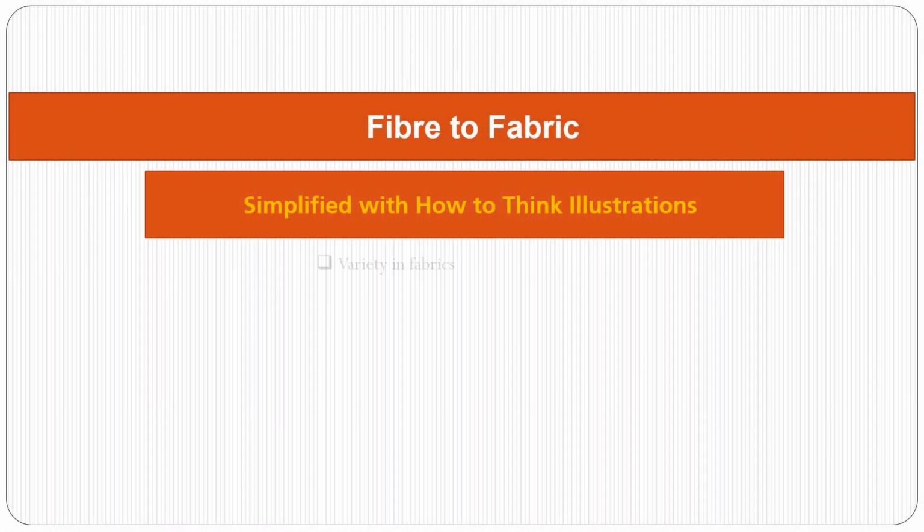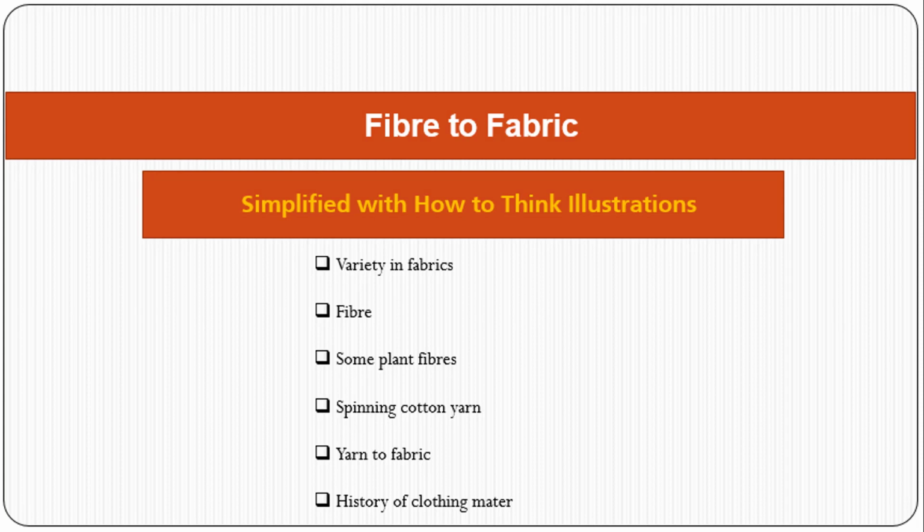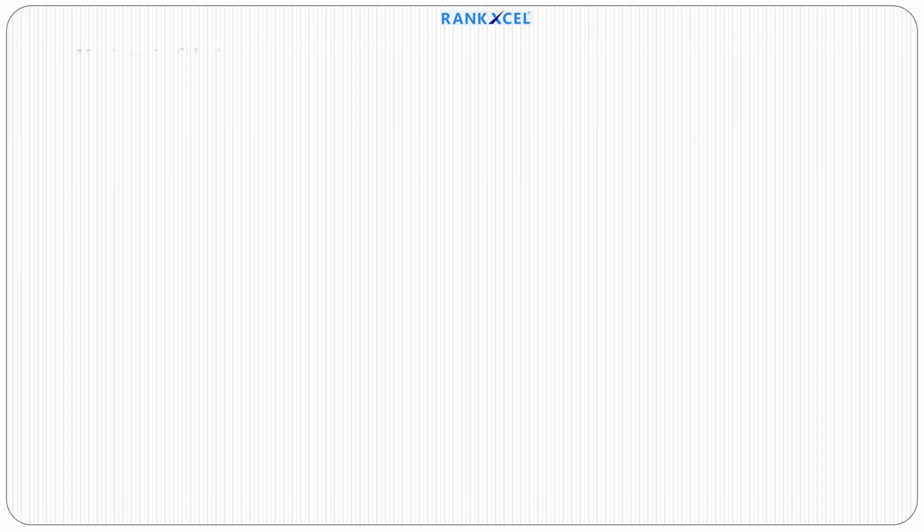This chapter covers variety in fabrics, fibers, some plant fibers, spinning cotton yarn, yarn to fabric, history of clothing, water. Variety in fabrics. Fiber is a fine thread-like filament.